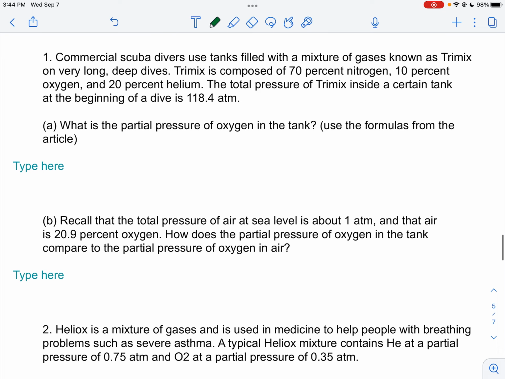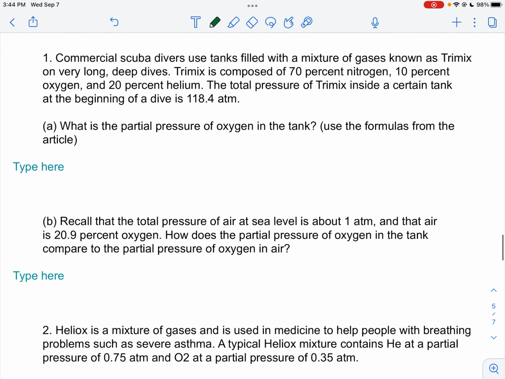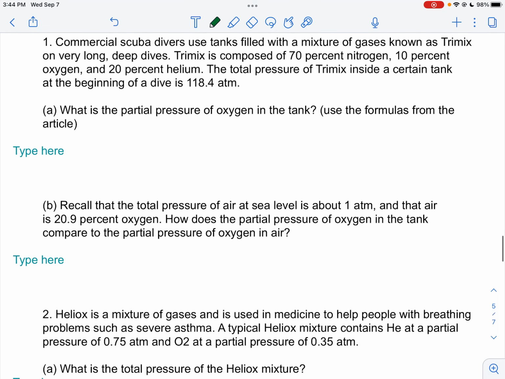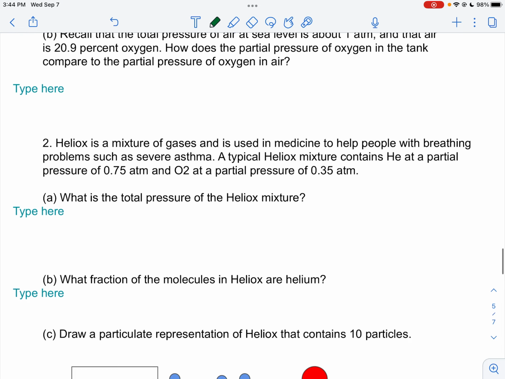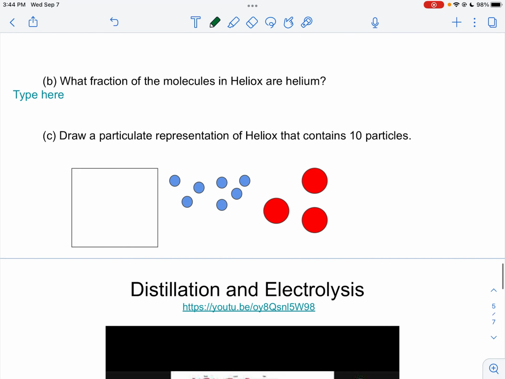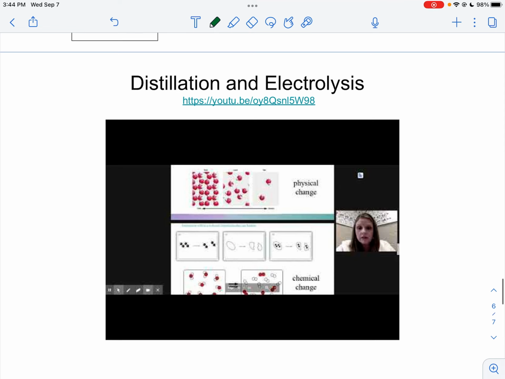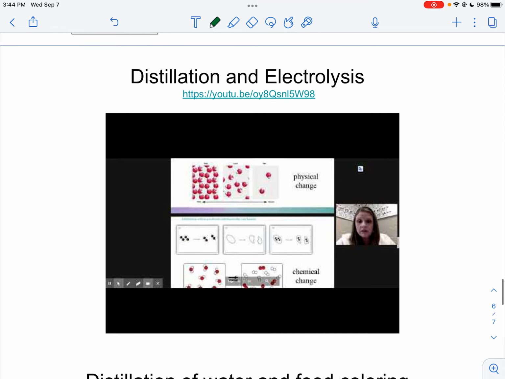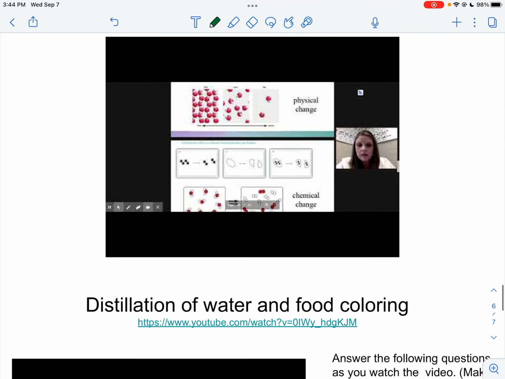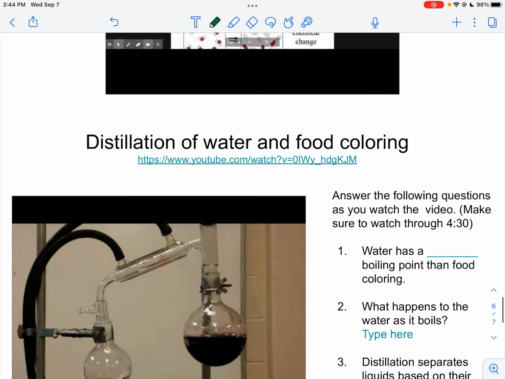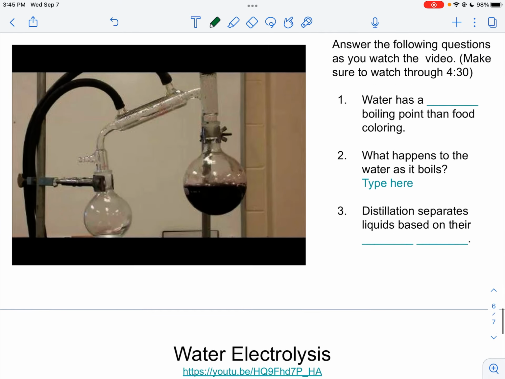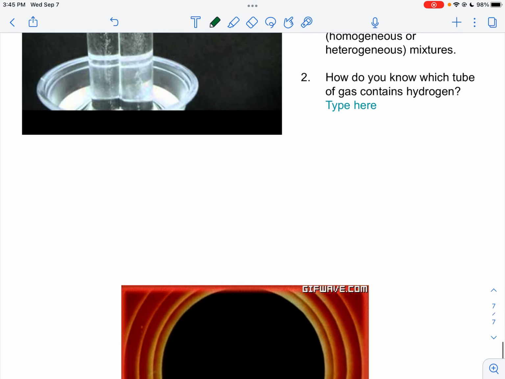This part I would like for you to do on your own. Hopefully you've done a little bit of calculations with me, and this is where I would like you to try these questions by yourself, and then you have these few little particle drawings here as well. This part of the activity is where you're going to watch a couple of quick little videos, and then answer these last couple of questions, and then you will submit.